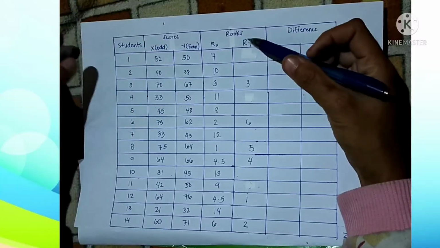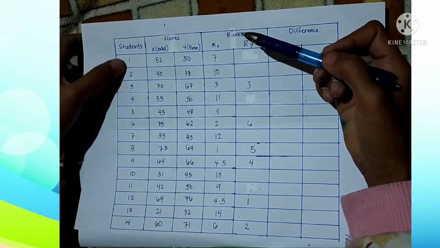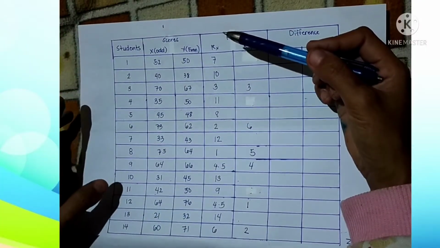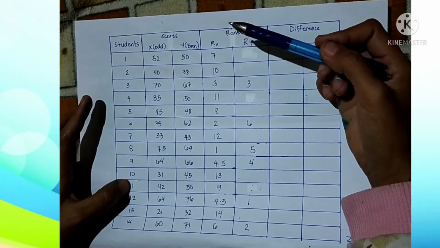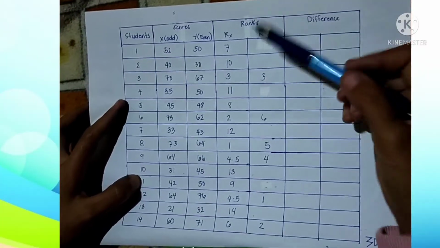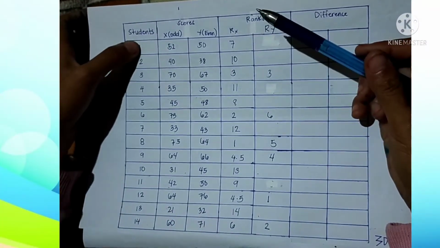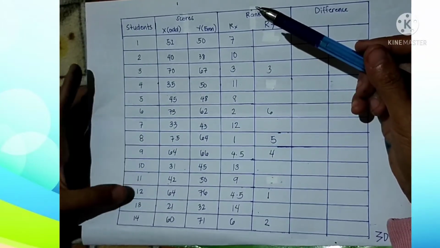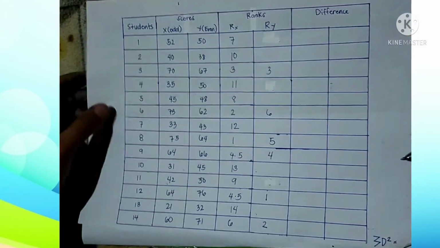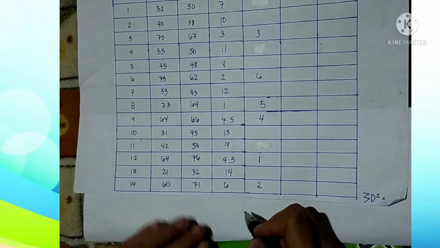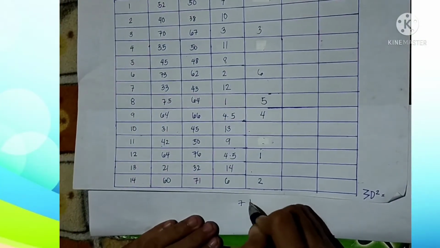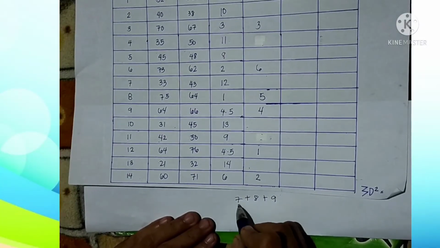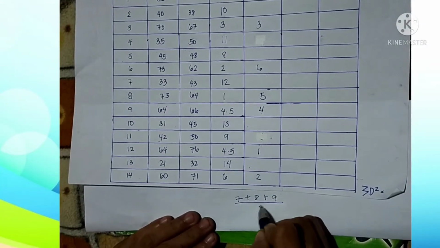But when you look at carefully, student number 1, student number 4, and student number 11 have tie scores. So they are supposed to be rank 7, rank 8, and rank 9. So in this case, we should add 7 plus 8 plus 9. So they have 3 numbers. We're going to divide by 3.